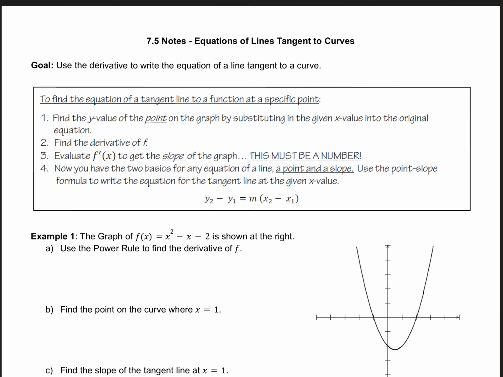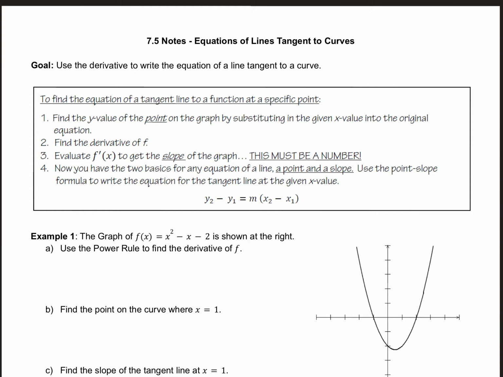Okay, welcome to lesson 7.5. Today we're going to be learning how to take what we have learned in the first 4 lessons of this unit, which is finding the slope of the tangent line using our derivatives, and then use that information to write the equation of the tangent line. And again, this will be really helpful when you get to calculus next year.